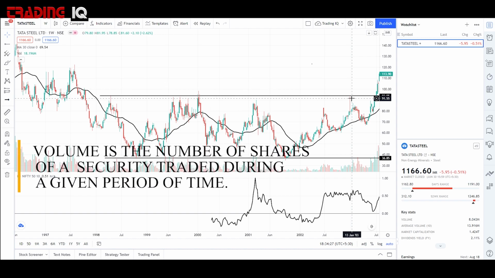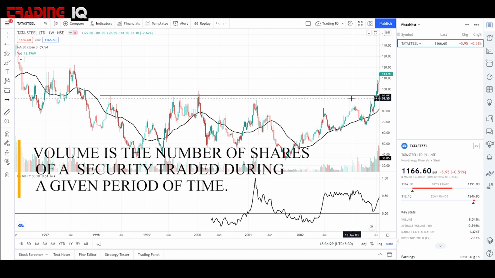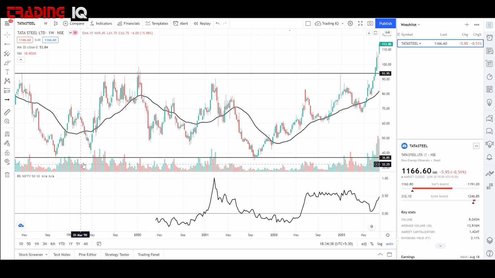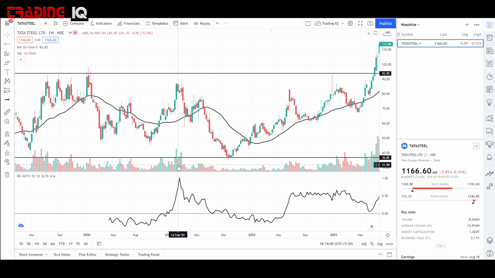The volume represents the overall transaction between buyers and sellers. You see the volume bars here, right? All the green bars represent that on that week, since we are looking at this chart on a weekly time frame, buyers were heavier than sellers. And a red bar means that sellers were heavier than buyers.